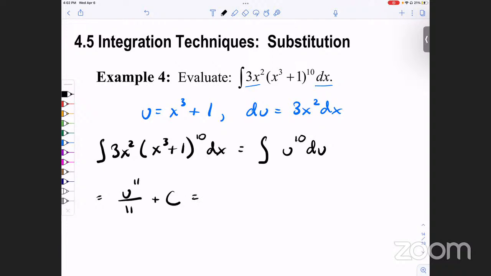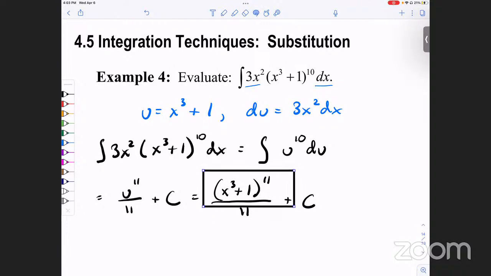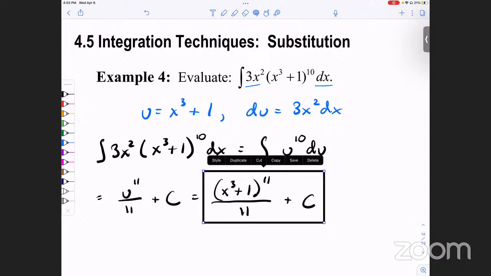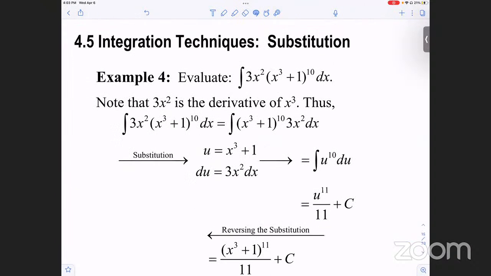Put our substitution back: x cubed plus 1 to the power of 11, over 11 plus c.